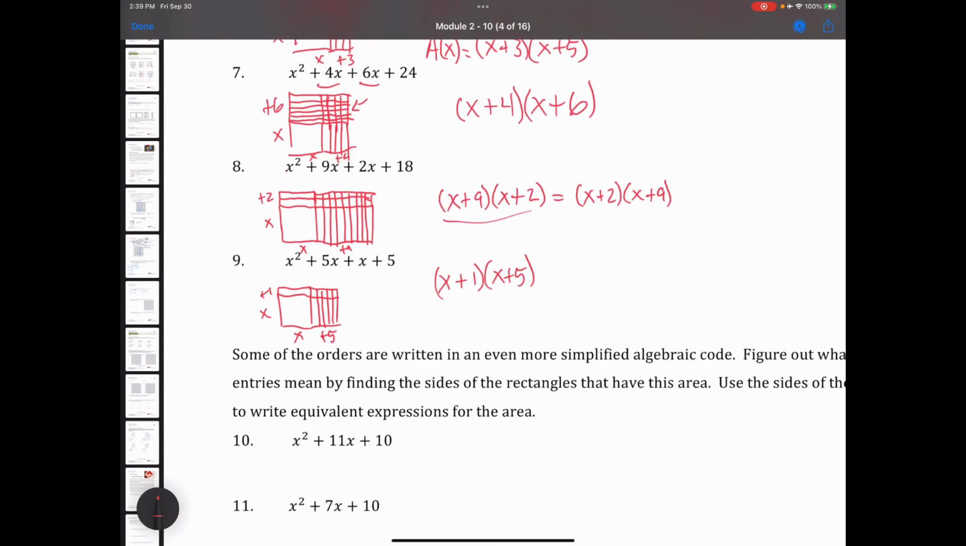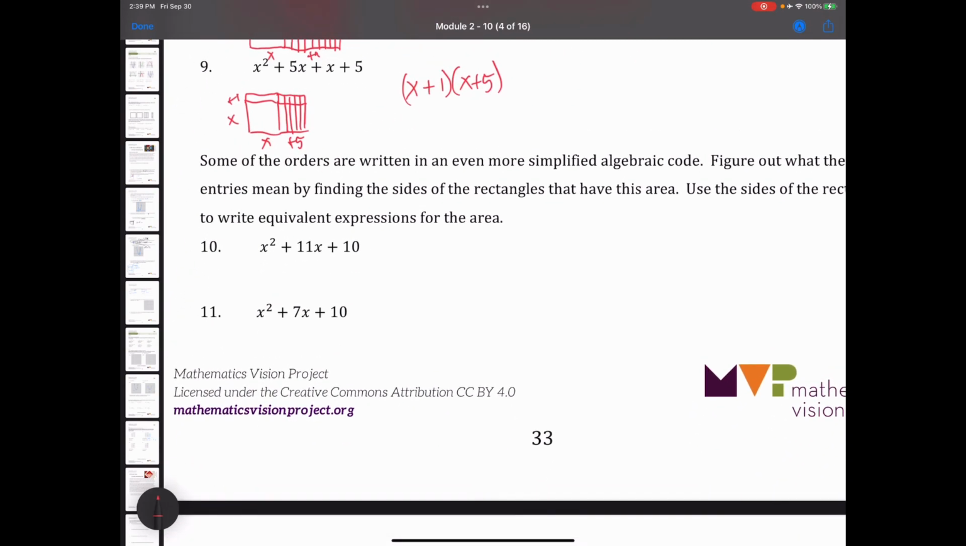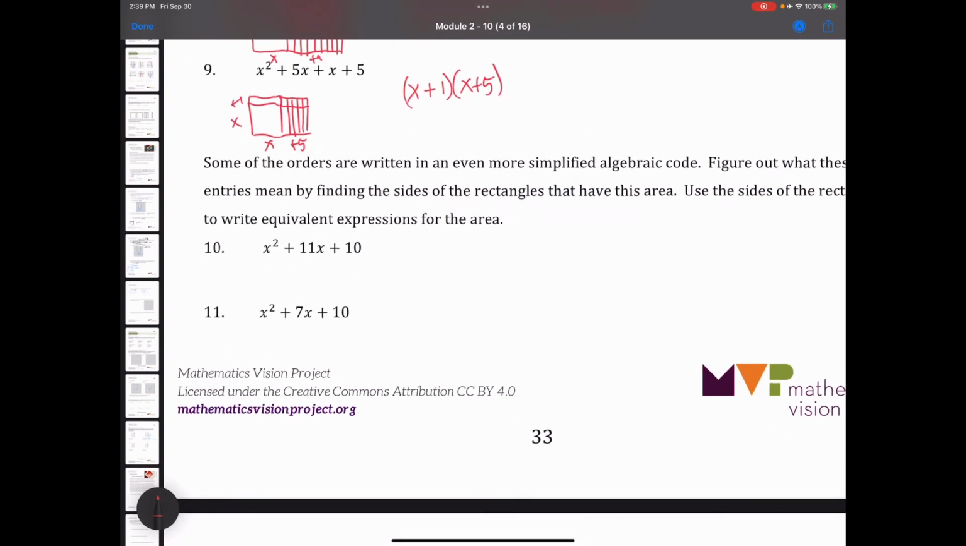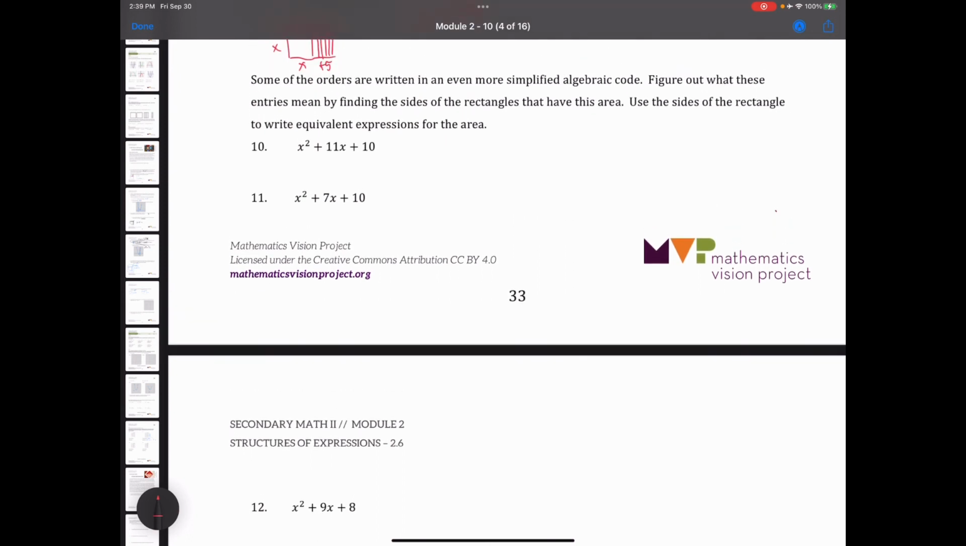All right. Now we'll move on to some of the orders that are written in an even more simplified algebraic code. We need to figure out what these entries mean by finding the sides of the rectangles that have this area. Use the sides of the rectangle to write equivalent expressions for the area.